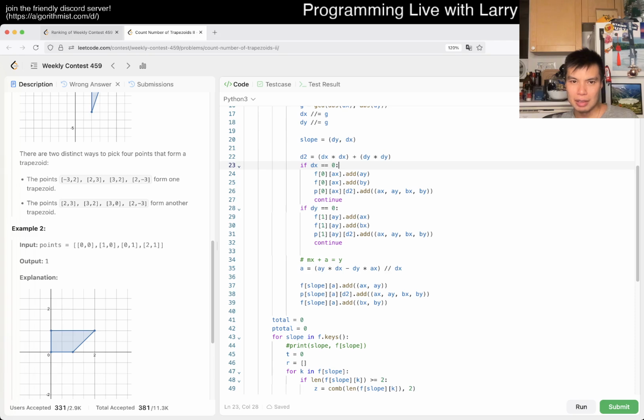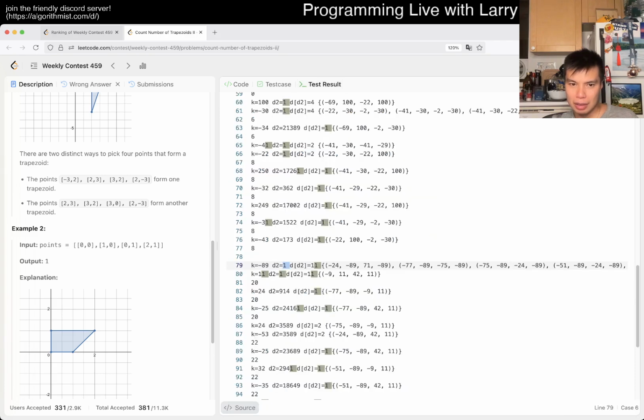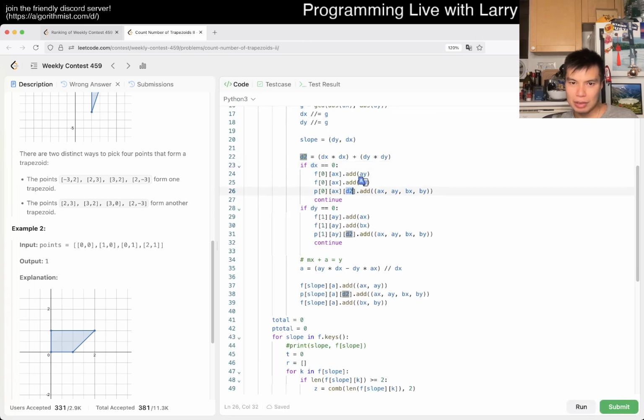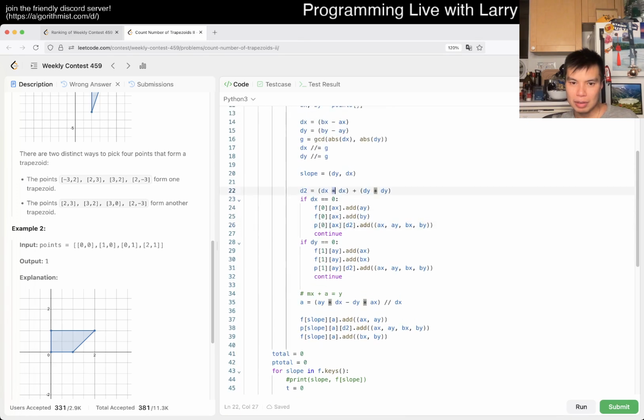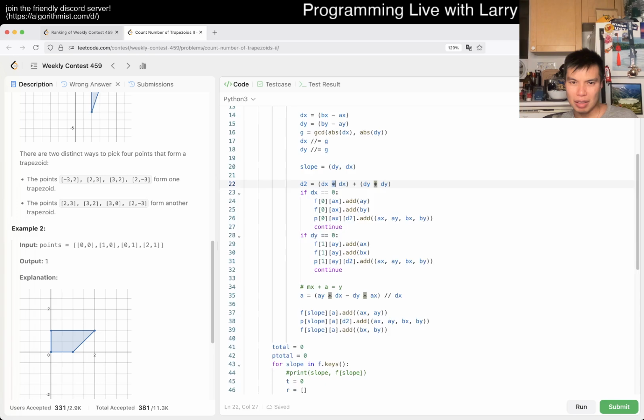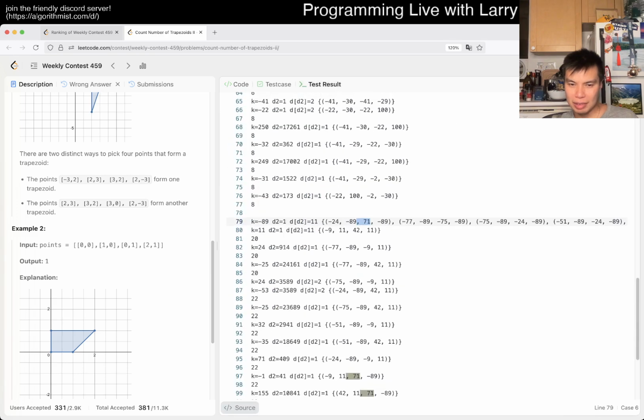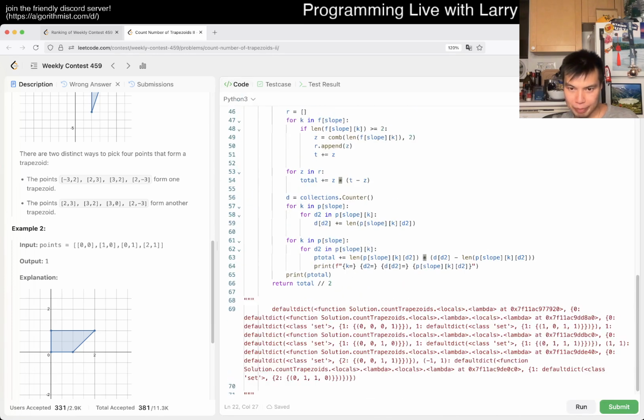D2. Why? Am I just printing weird things? D2. This should be 100 square. This is 2 square. This is definitely not a good reason. Why are they mapping to the same bucket? Am I printing the right thing? I should be printing the right thing.